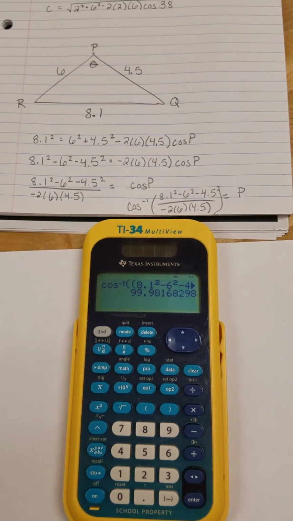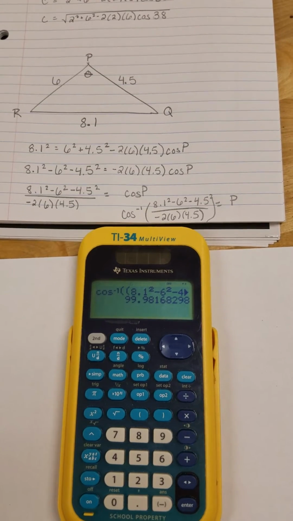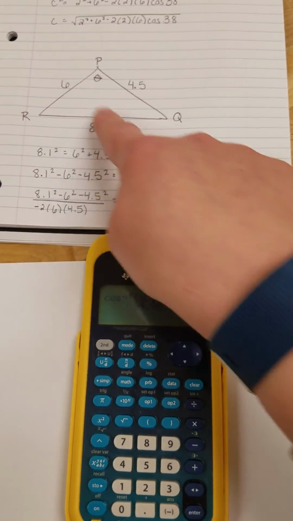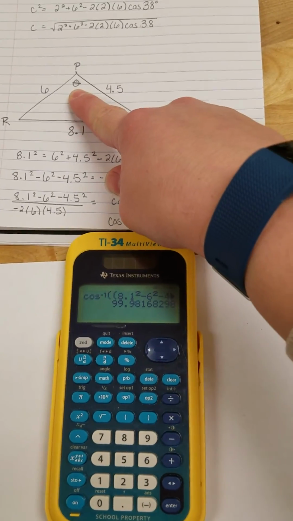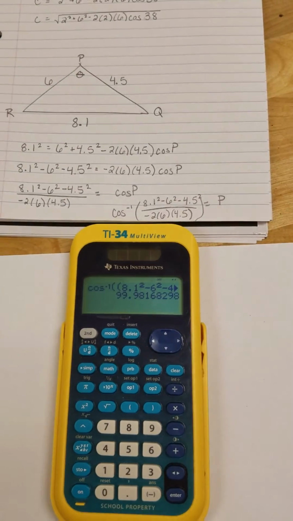99.98. So that's saying that that angle there must be 99.98 degrees. We could use the converse of the Pythagorean theorem and test it out and make sure that that angle should be an obtuse angle. That would be a good way for you to do a little self-check to make sure you're on the right track.